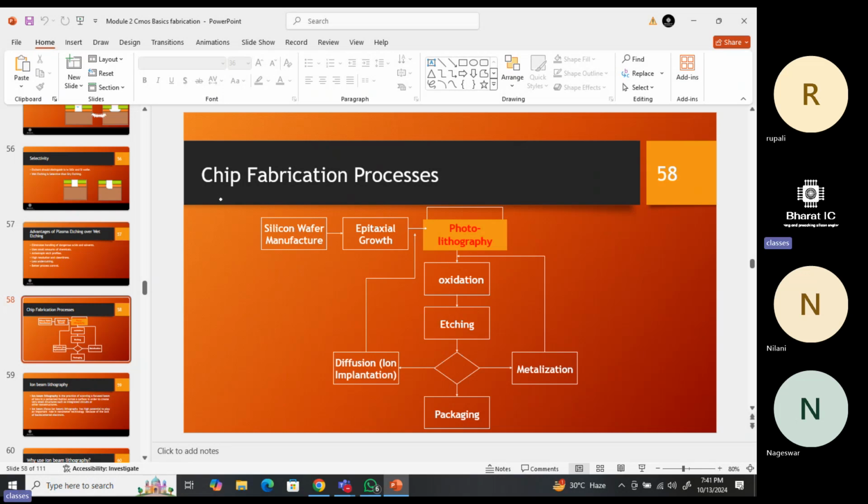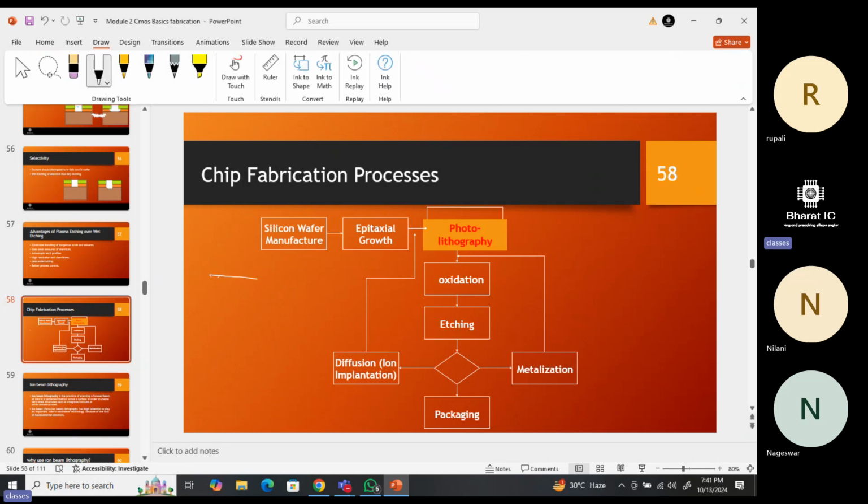Coming to the chip fabrication process, first comes silicon wafer manufacturing. I already discussed the silicon wafer manufacture earlier, which works with the ingot. Let me draw it again. The ingot looks something like this. It is then cut down, and this kind of wafer-shaped structure comes out, which is then planarized and polished to make the surfaces, and then it goes for fabrication.